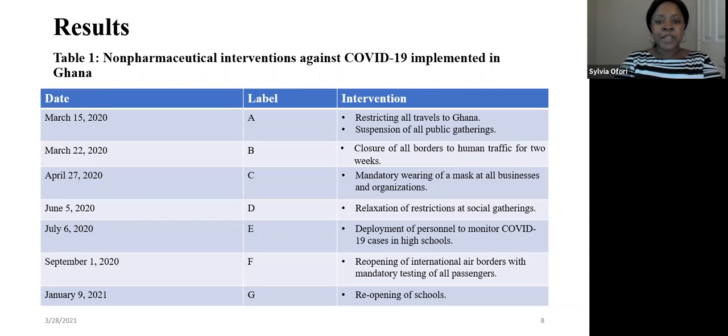So for the first part of my results, I'm showing a table of interventions that have been implemented and the dates that they were implemented. So these labels are what you will see on a graph that I'm about to show next, and that will just give you an idea of what intervention was implemented.